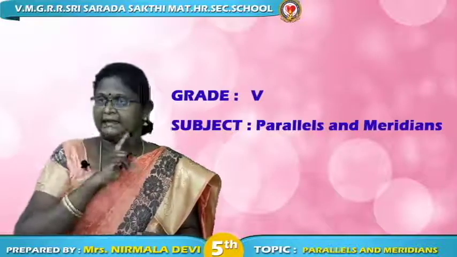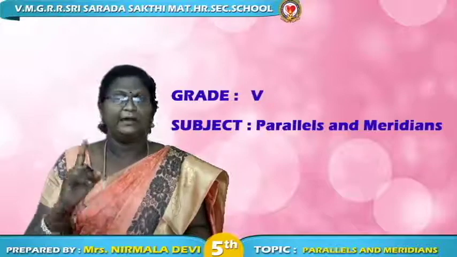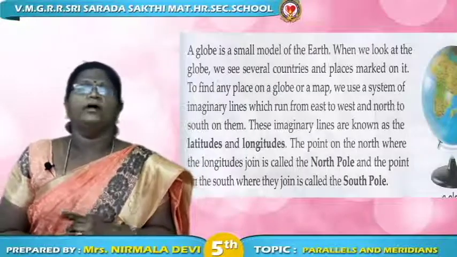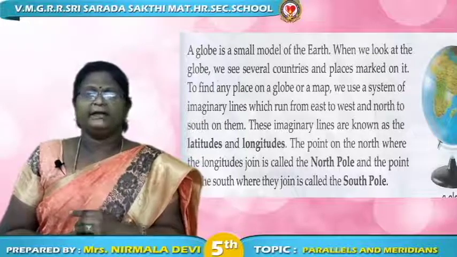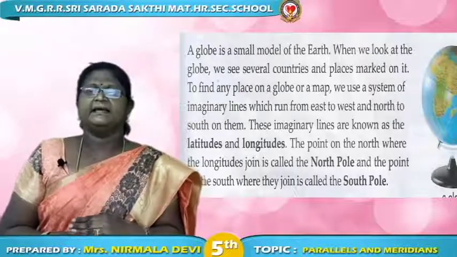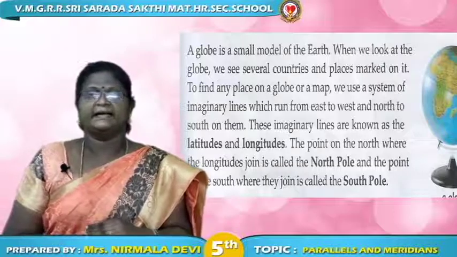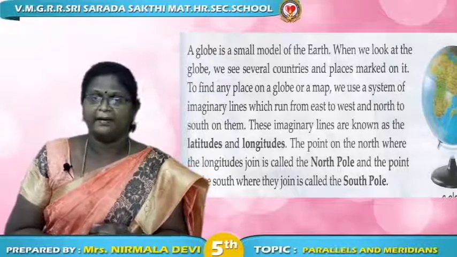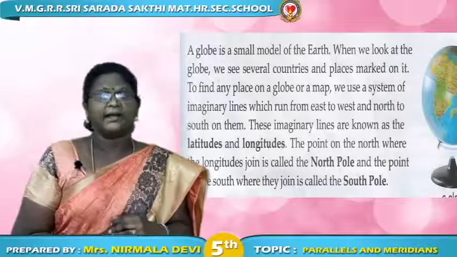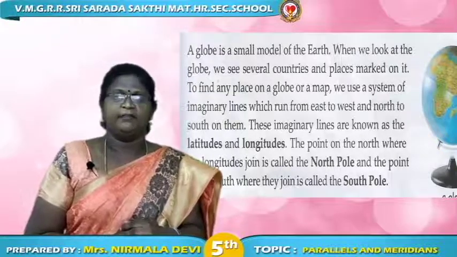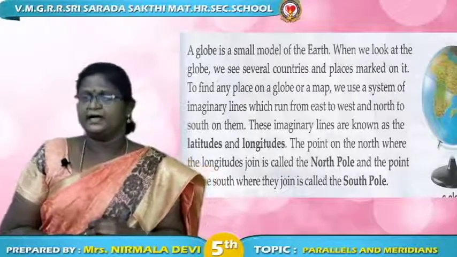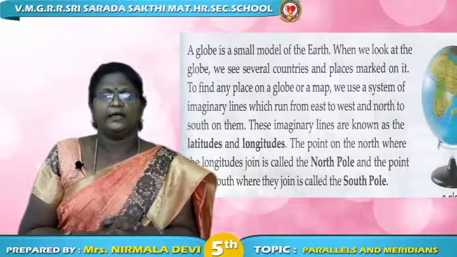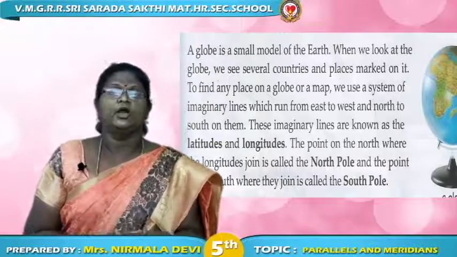Okay, first take page number 12, lesson 2, parallels and meridians in your social science book. A globe is a small model of Earth. When we look at the globe, we see several countries and places marked in it. To find any places on the globe or map, we use a system of imaginary lines which run from east to west, north to south on them. These imaginary lines are known as latitudes and longitudes.